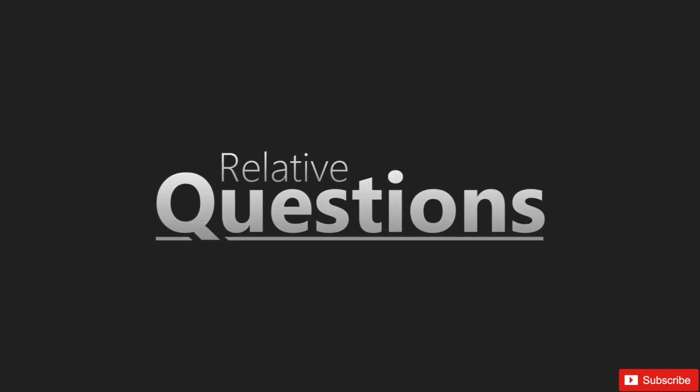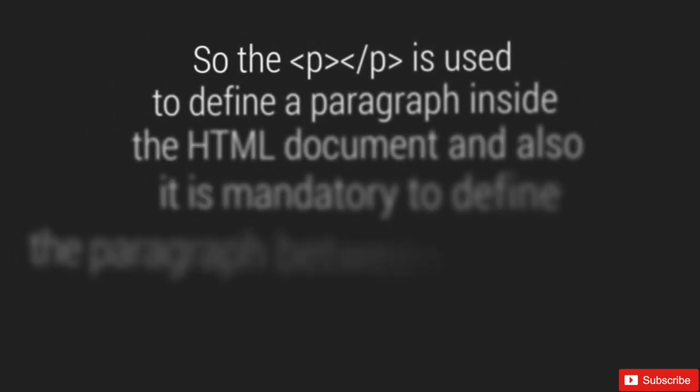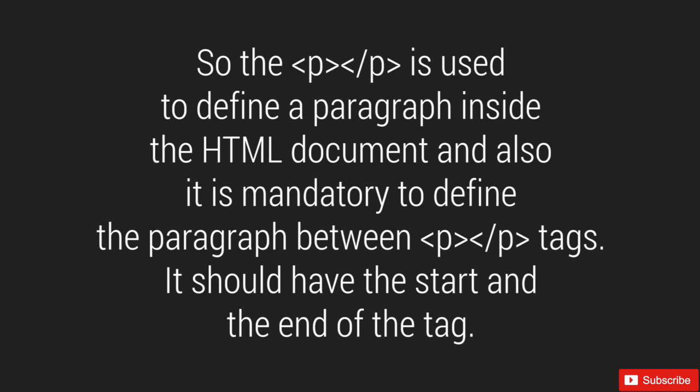Now let's talk about relative questions. So the first question is, what is the purpose of giving the paragraph tag inside an HTML document? Well, the paragraph tag is used to define a paragraph inside an HTML document, and also it is mandatory to define the paragraph between these two tags. That is, it should have the start and the end of the tag. There are a few tags where you do not need the end of the tag, which I will discuss in the forthcoming sections, as those tags are called empty tags.